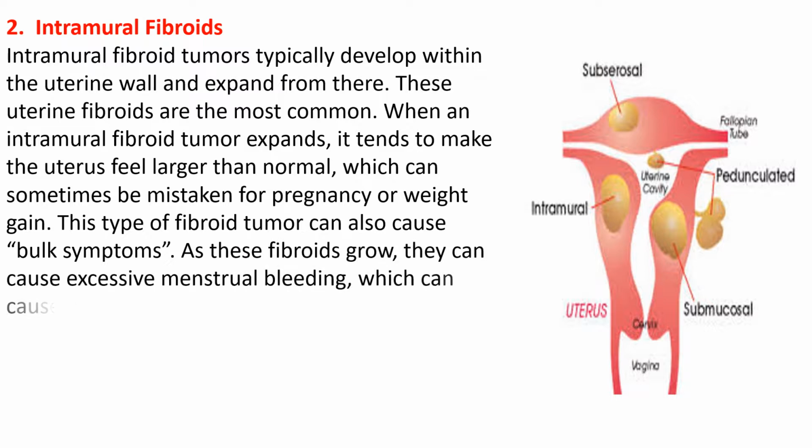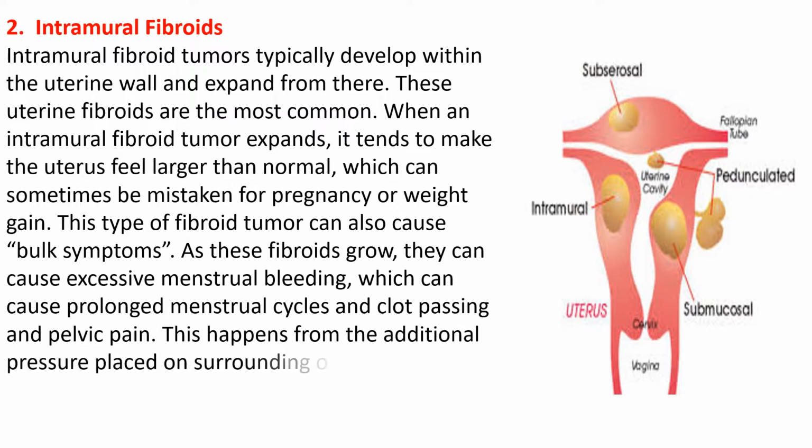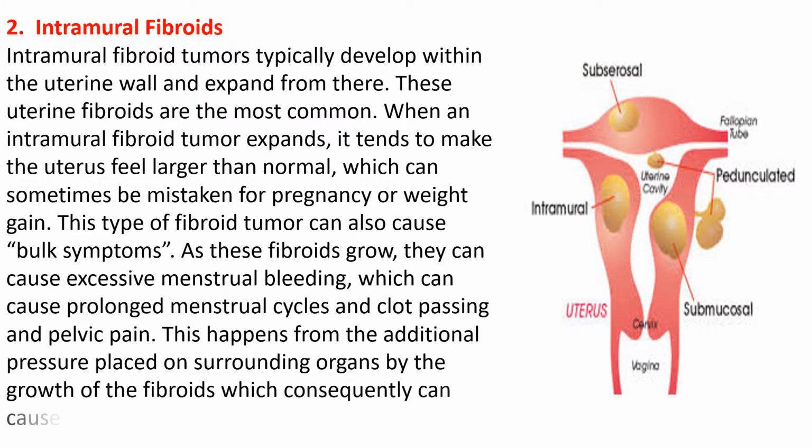As these fibroids grow, they can cause excessive menstrual bleeding, which can cause prolonged menstrual cycles and clot passing and pelvic pain. This happens from the additional pressure placed on surrounding organs by the growth of the fibroids, which consequently can cause frequent urination and pressure.